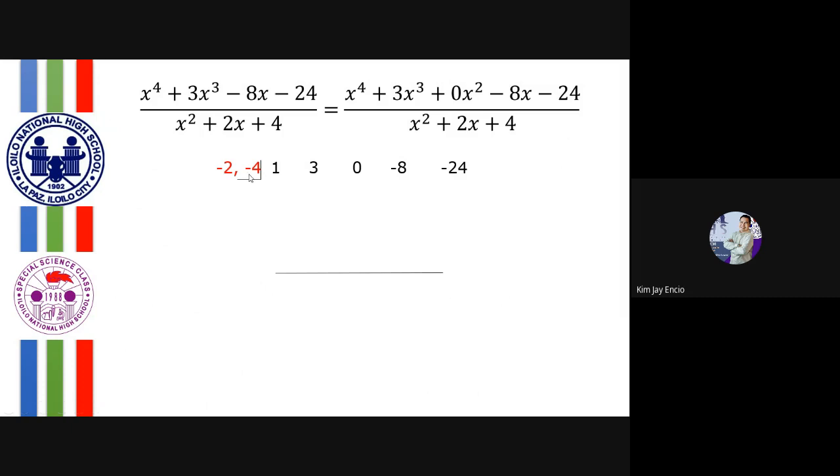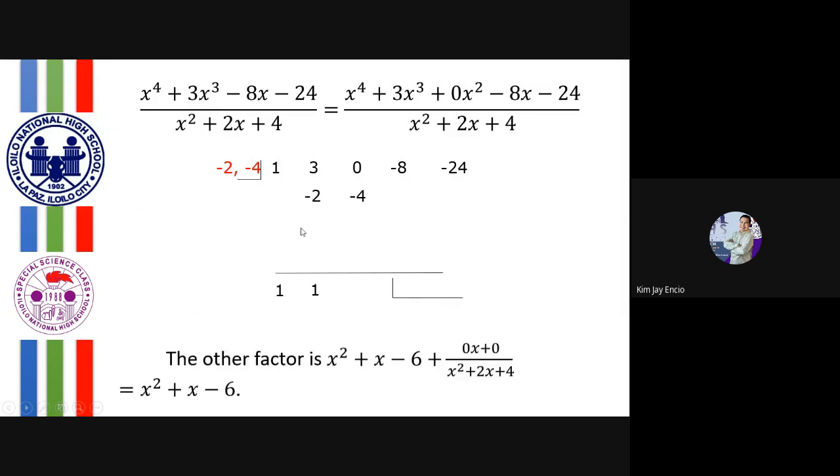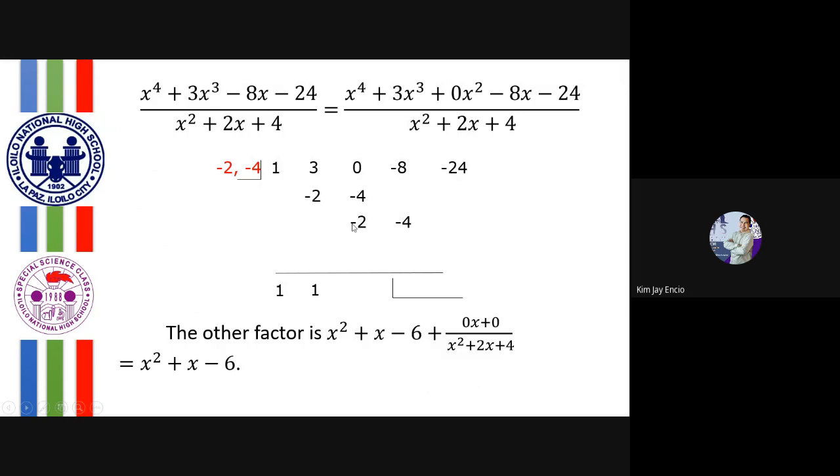Now, performing synthetic division, bring down the 1, the first number. Multiplying each term, negative 2 times 1 gives us negative 2. Negative 4 times 1 gives us negative 4. We're done getting the sum of the first column. It's time now to get the sum of the second column. We have 3 plus negative 2, which is 1. We multiply this 1 again to each of these, and we have negative 2, negative 4 here. Let's add the numbers in the third column. We have negative 6.